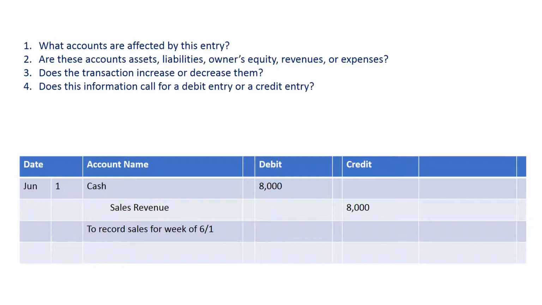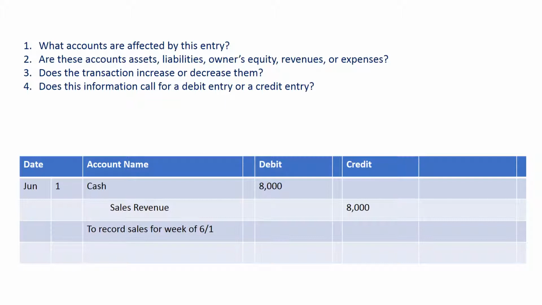Each time accountants enter a transaction in the journal, they must go through the following thinking process. 1. What accounts are affected by this entry? Note that more than one account is affected. 2. Are these accounts assets, liabilities, owner's equity, revenues, or expenses? 3. Does the transaction increase or decrease them? 4. Does this information call for a debit entry or a credit entry?